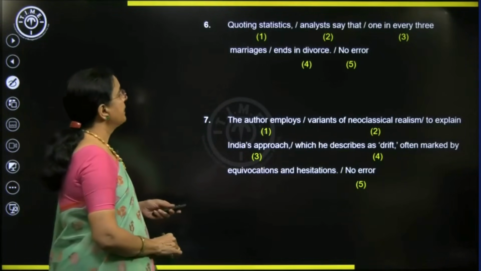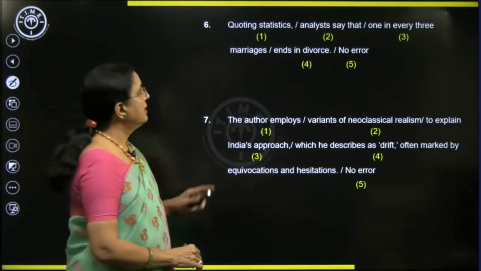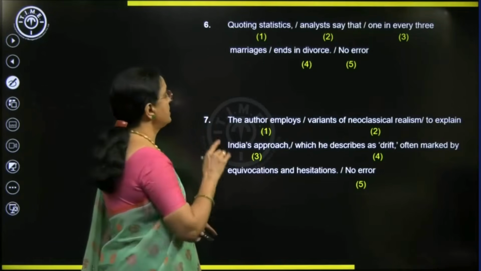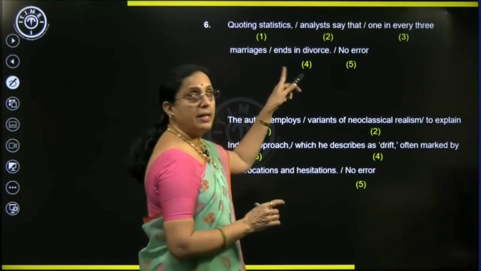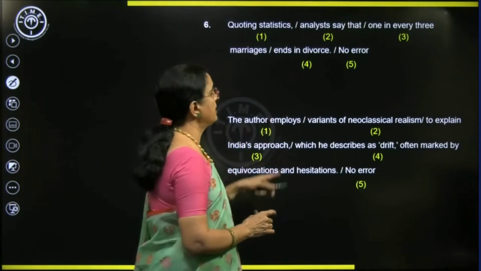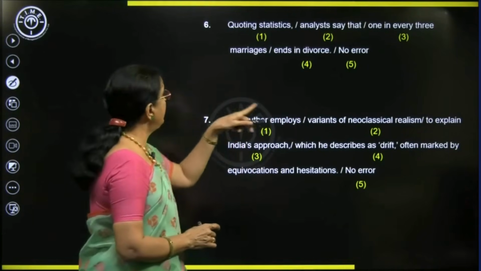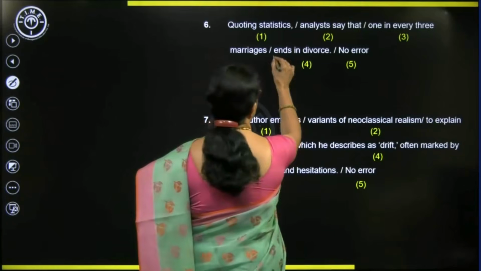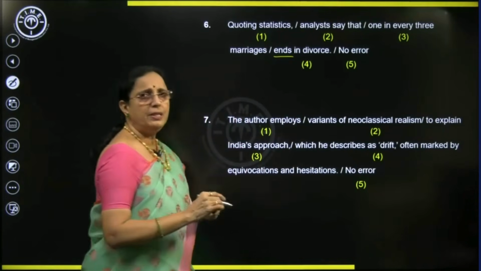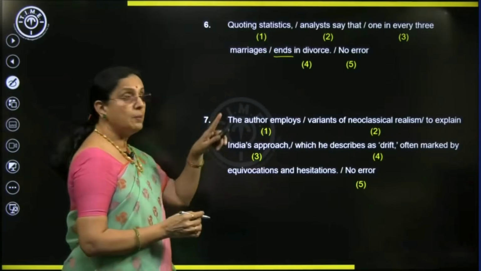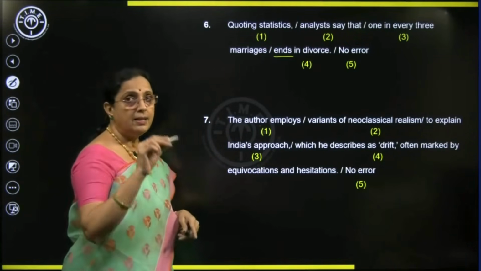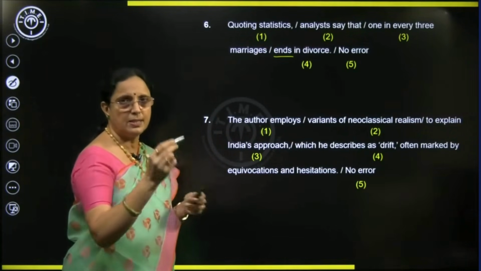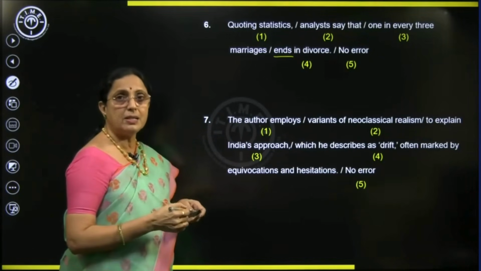Next one. Quoting statistics, analysts say, right, quoting statistics, correct. Analysts is plural, say is a plural verb, correct. That 1 in every 3 marriages ends in divorce. All right, ends. Right. If you think there is no correction, you have to check the subject and verb agreement and the prepositions. Normally, you miss these subject and verb agreement things and the prepositions.